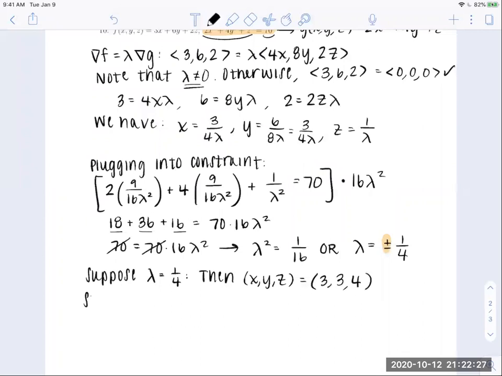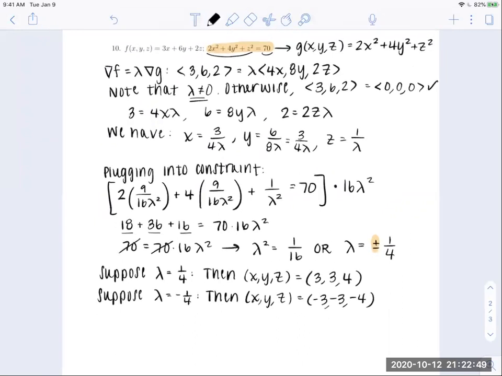Now let's look at the other value for lambda. Suppose that lambda is negative 1/4. We're going to get just the same point out, but with negative values. So our point x, y, z becomes negative 3, negative 3, negative 4. And now we just want to test our original function at these 2 points.